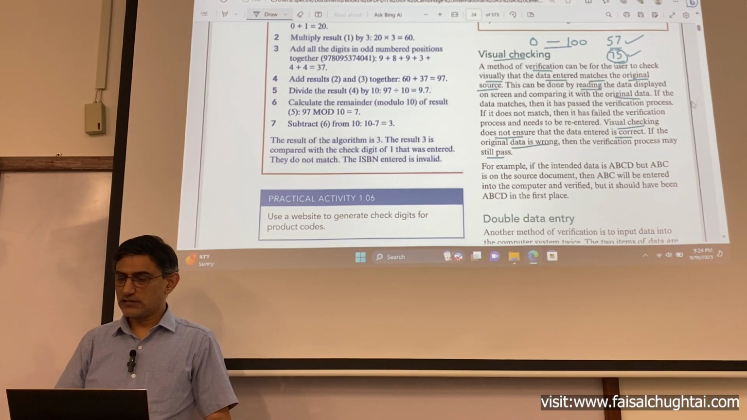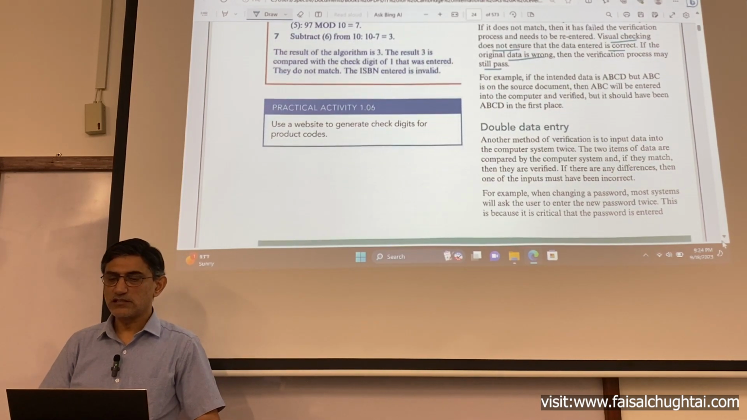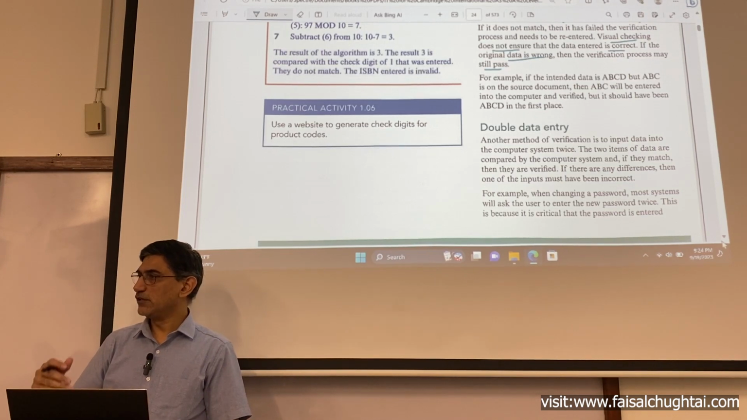All right. The next type of verification rule or verification check is double entry, the double data entry method.